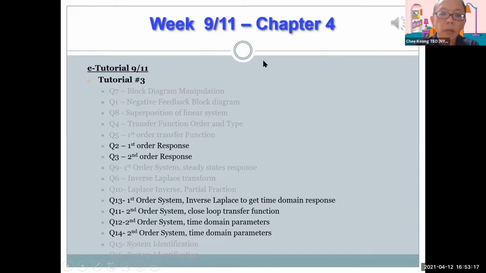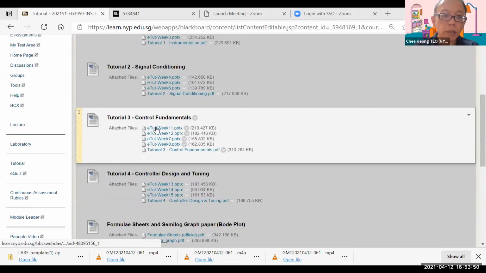Let me just briefly share the blackboard. Maybe I should stop sharing first. Stop sharing first, then I go to the blackboard. Tutorial. Now you can see, let me share. For example, this week of week 11, right? So you can see that there is a video recording for e-tutorial 11.